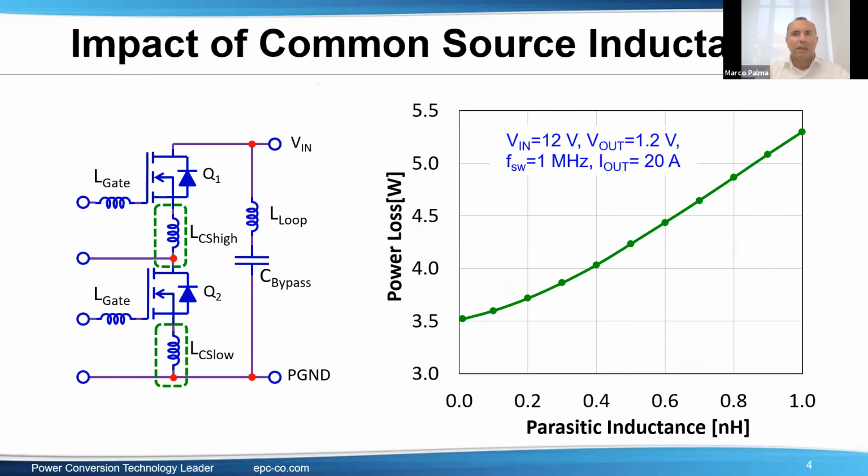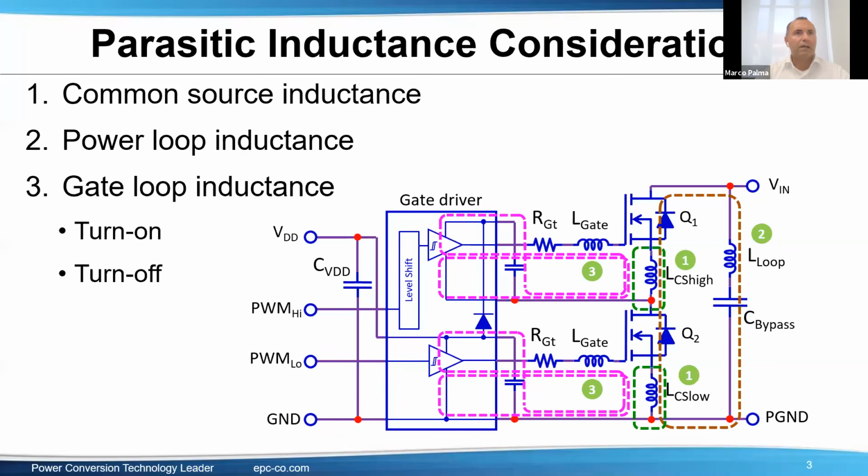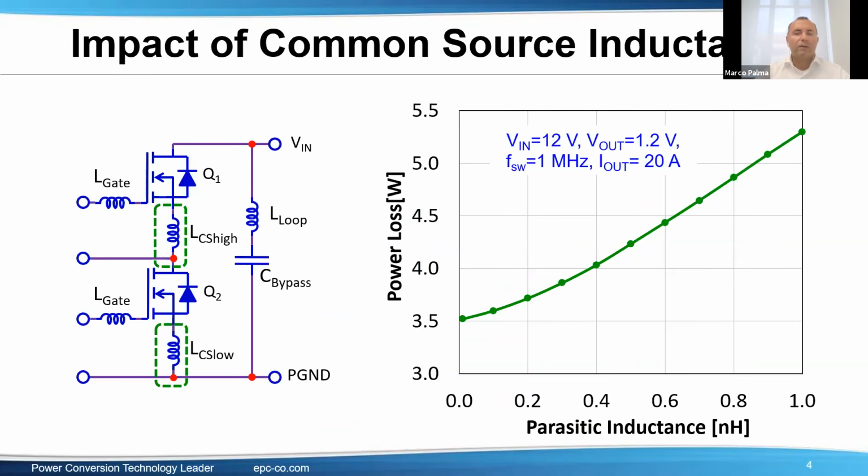Here we show the impact of the common source inductance on losses generated in the converter. Sorry, I had a problem in my presentation. Okay, now we are perfect. The graph on the right shows the common source inductance on the x-axis, from 0 to 1 nanohenry, and power loss on the y-axis. As the common source inductance increases, so do the losses generated in the converter.